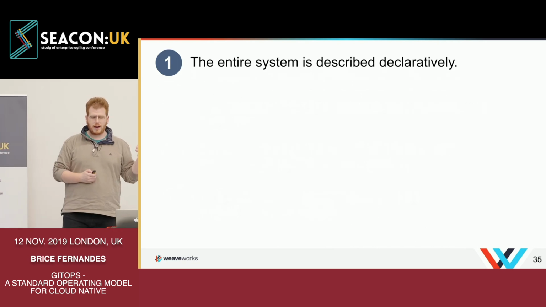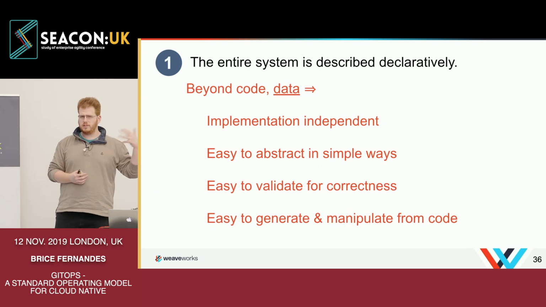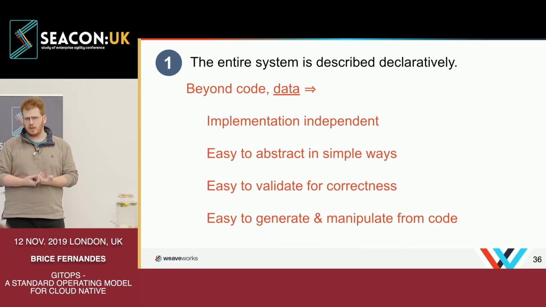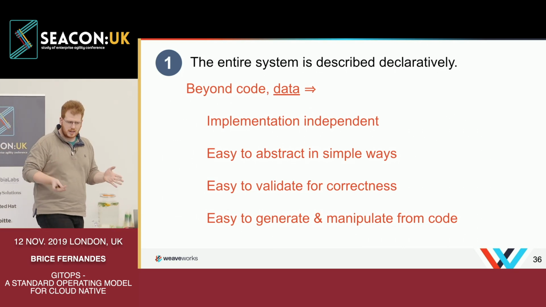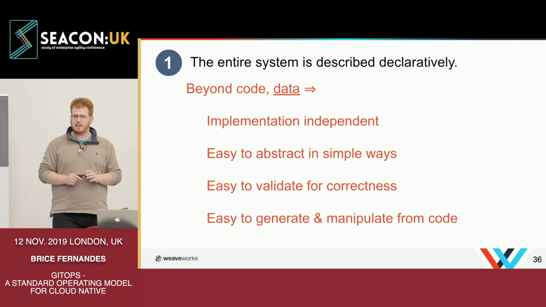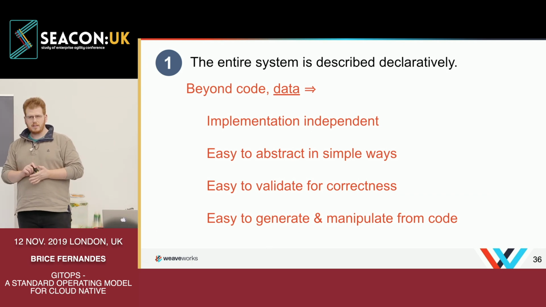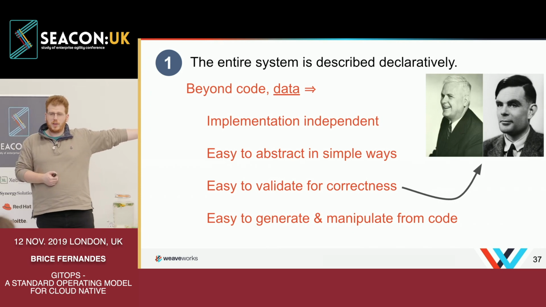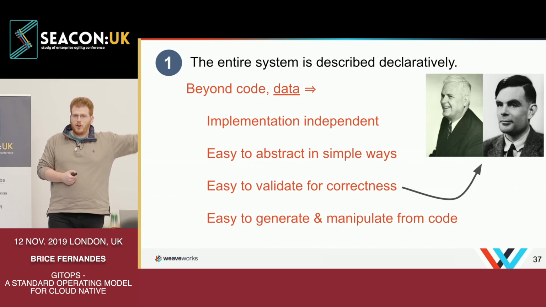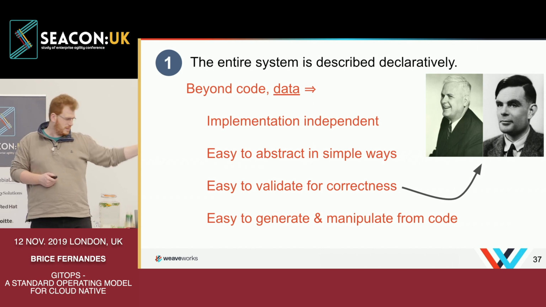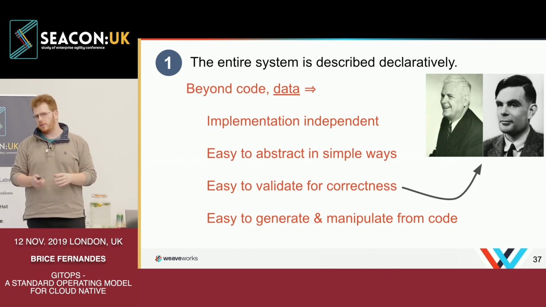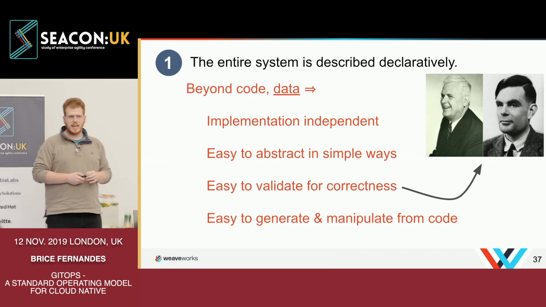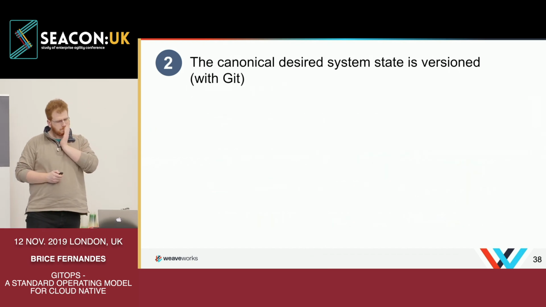So everything is described declaratively. This is beyond code, right? This is not infrastructure as code, it's infrastructure as data, or data-driven infrastructure. So it's implementation independent. It's much easier to validate data than it is to validate code. If you've ever tried to validate code, you'll hit the halting problem pretty quickly, which is a fundamentally difficult problem to solve. Whereas you don't have that problem with data. It's very easy to validate data in a way that validating code isn't easy.